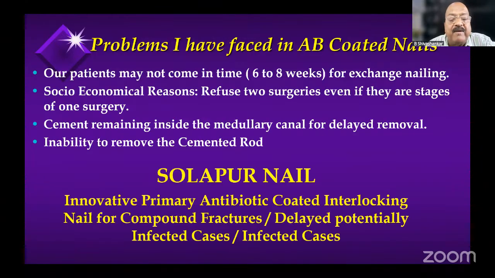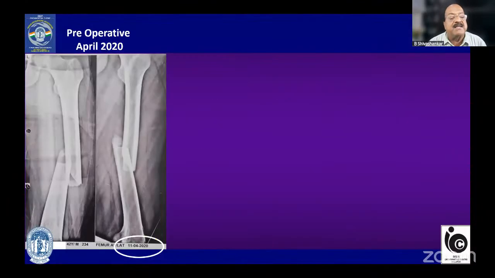These are some of the things I have faced, and hence as an innovative idea, I started using primary interlocking antibiotic coated nails. I have used it in delayed union, then the non-unions, infected non-unions, then compound fractures which are coming late to us. So these are some of the cases.